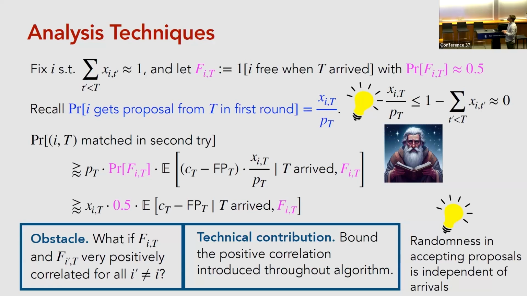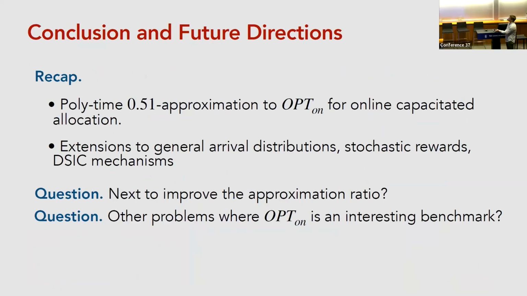So, great, wrapping up, we gave a polynomial time 0.51 approximation to optimum online for this problem of online capacitated allocation. We have some extensions to general arrival distributions and more complicated rewards and some mechanism design considerations. What we find interesting about this is that looking at the online benchmark instead of just the offline benchmark led us to some problem-specific insights about how capacities affect the design of algorithms and mechanisms in that space. And I hope that that's what you can take away from this talk.